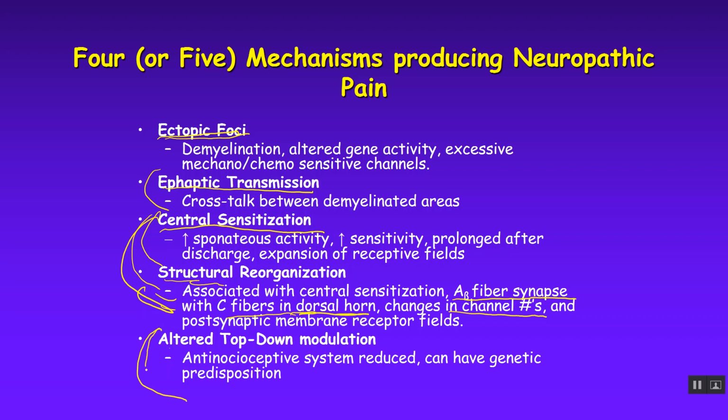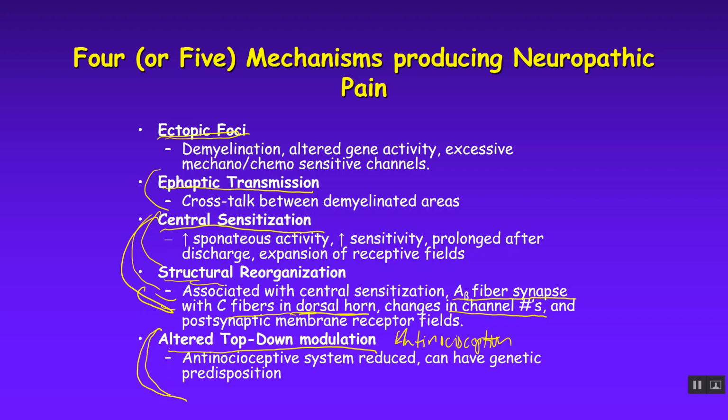There's the other thing, which is altered top-down modulation. This is your ability to top down from your brain and brainstem to modulate pain at the spinal cord and at the periphery, okay? This is your anti-nociception system, okay?